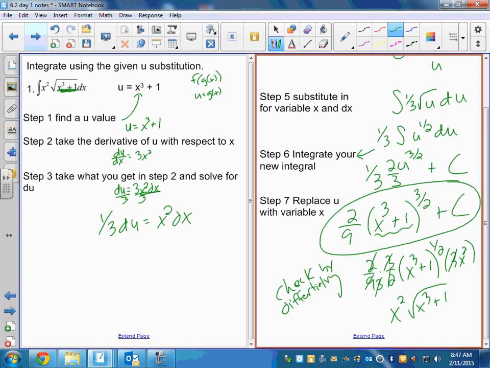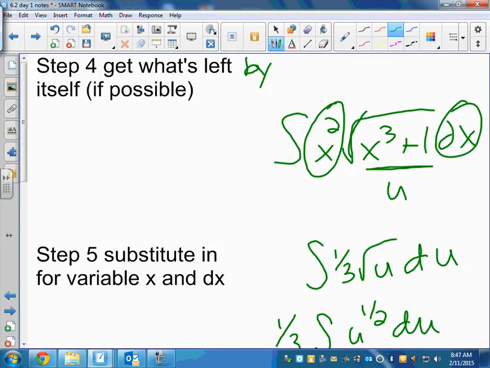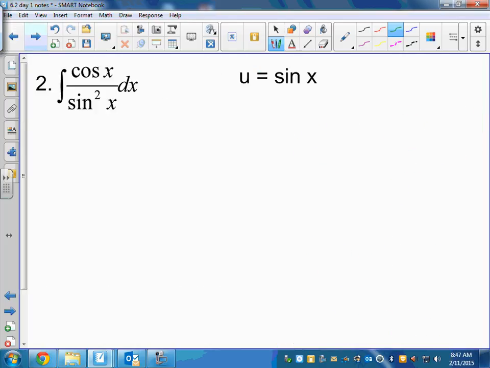Okay, let's try another one. How about this one? Look at this. Doesn't this look exciting to integrate?